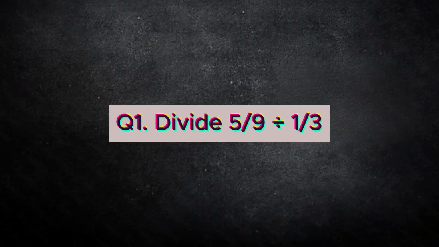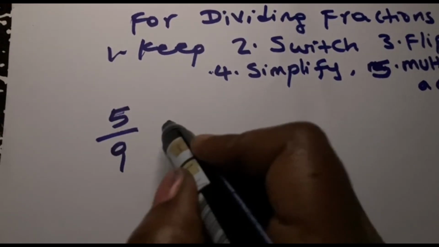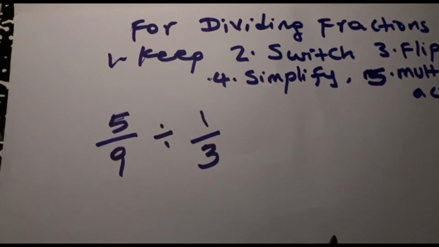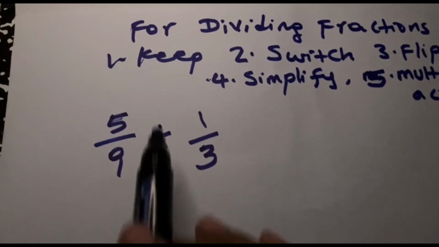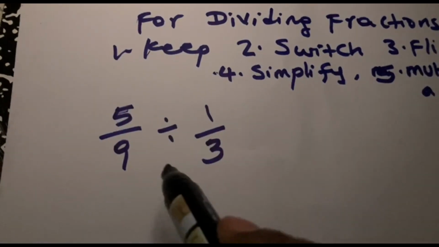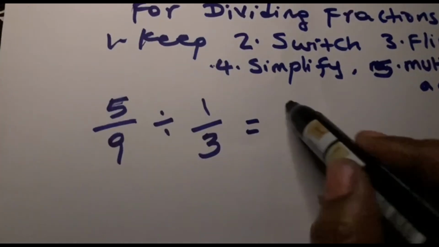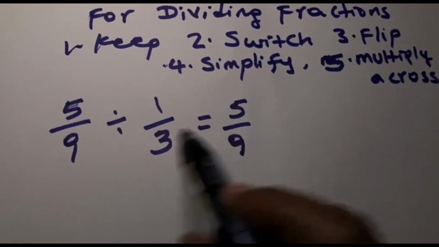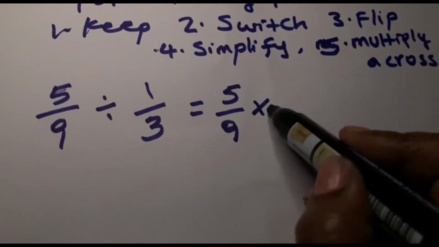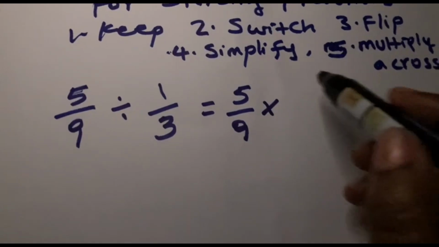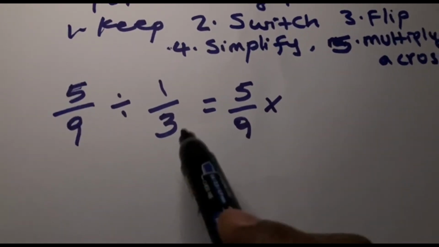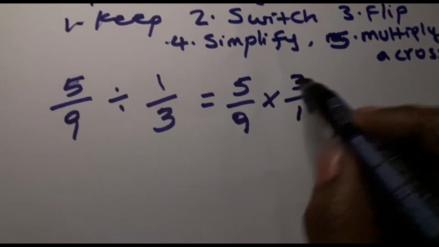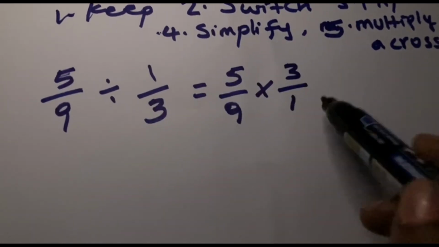Example, let's say 5/9 divided by 1/3. Now the first step is keep the first fraction. So we keep the first fraction, we don't do anything. Next is switch, from division to multiplication. Then the third step is flip the second fraction. The second fraction is 1/3, it will be 3/1. The denominator will be the numerator and the numerator will be the denominator.